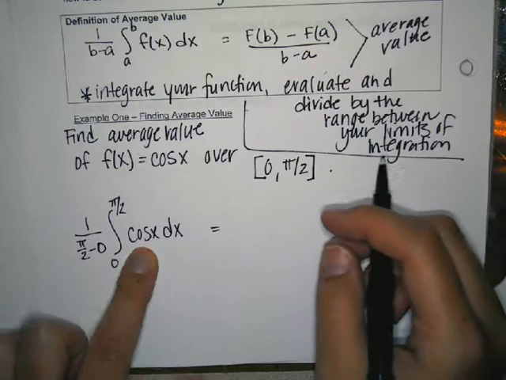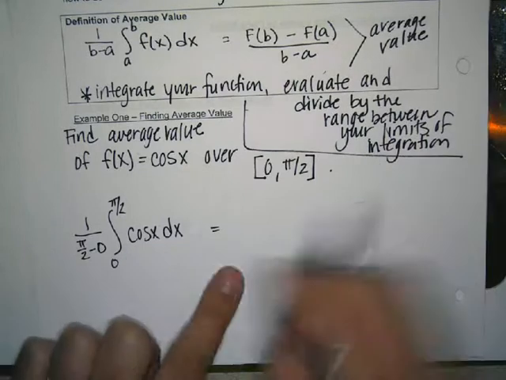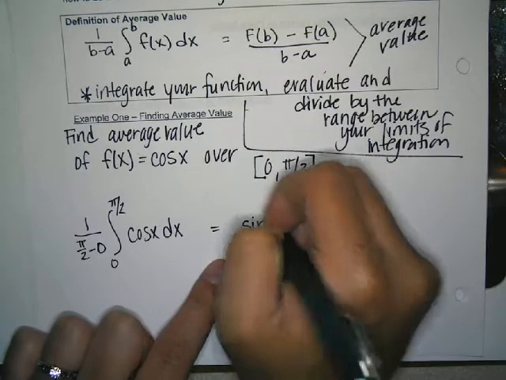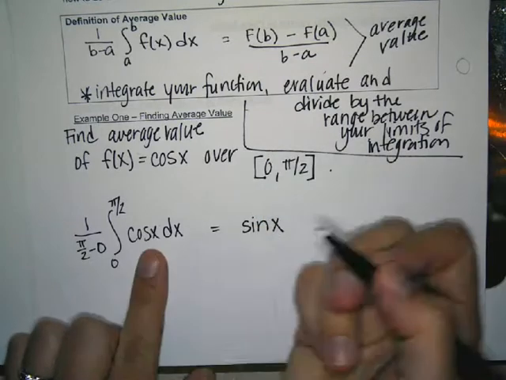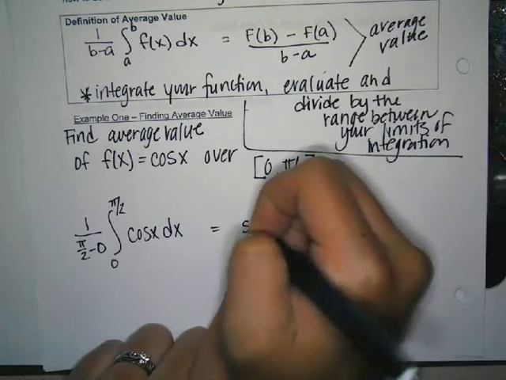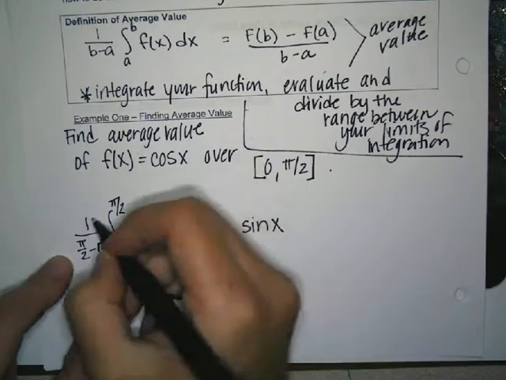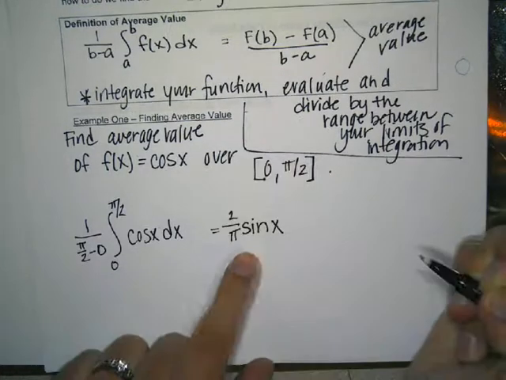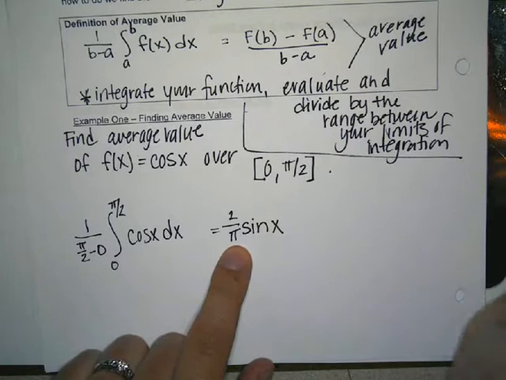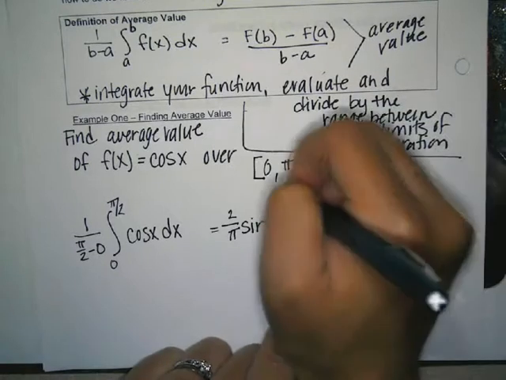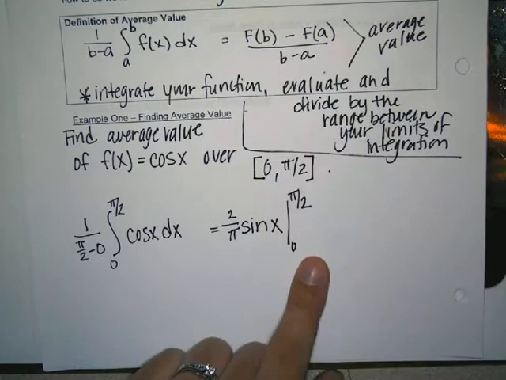Okay, so when I integrate cosine x, I get sine x. There's no inside function here, so I can just do the straight integration rule for cosine. And then 1 divided by pi over 2, if I flip and multiply, that means I'd be multiplying by 2 over pi. And I'm going to evaluate that from 0 to pi over 2.